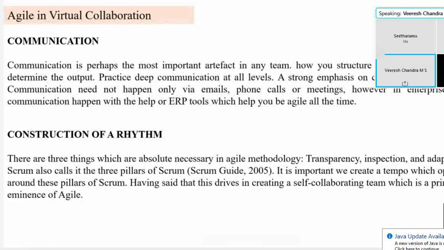Having said that, this drives the creation of a self-collaborating team, which is a prime eminence of agile. Self-collaboration, in the sense, means we should decide ourselves. Management will not say, or should not say, you should become a team. We should, in ourselves, think like this and become a self-collaborating team in order to achieve the goal of the, let us say, the firm.